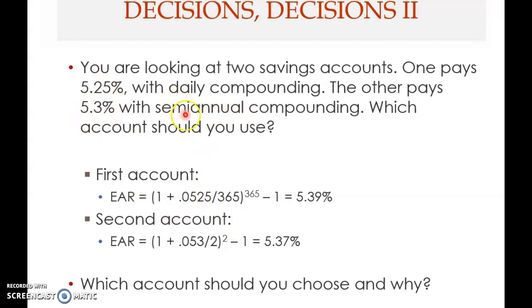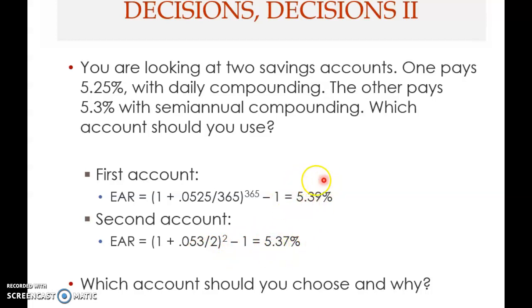Why? Because there are 2 semi-annual periods in 1 year. Semi-annual means 6 months, once every 6 months you compound. Therefore, 0.053 divided by 2 is your period rate, plus 1. You raise it to the power of 2. M is 2 here. Then you minus 1, you get 5.37%.